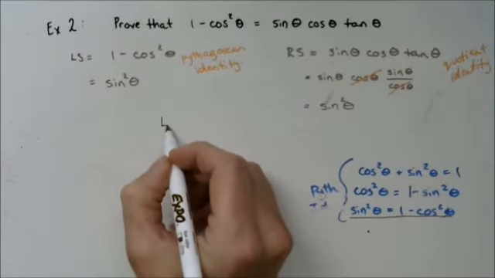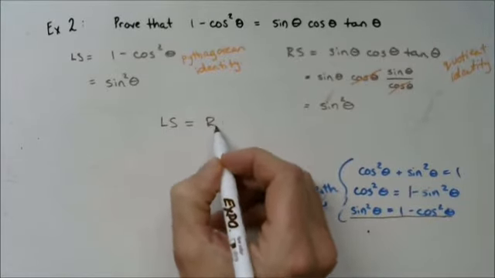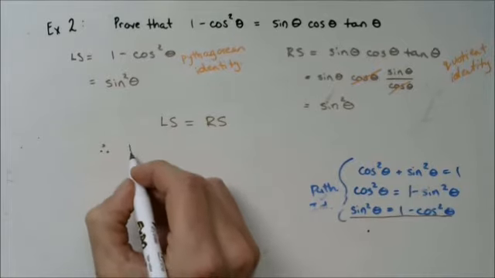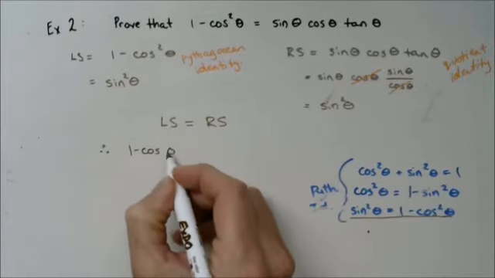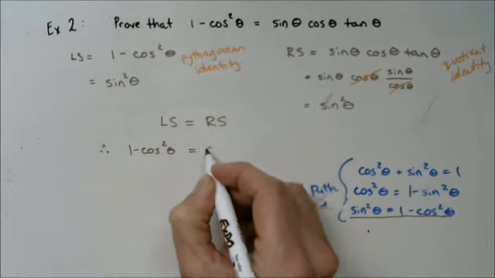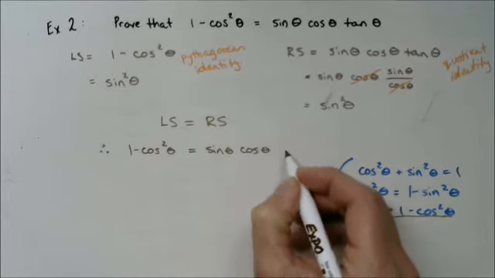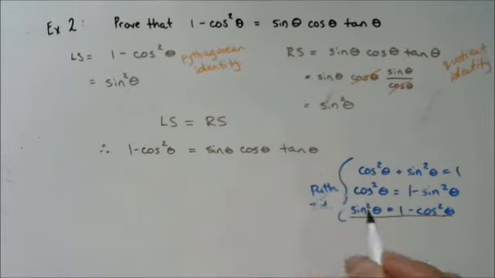And again, we've been successful. Left side equals right side. Therefore, 1 minus cosine of theta squared is equal to sine of theta times the cosine of theta times the tan of theta.